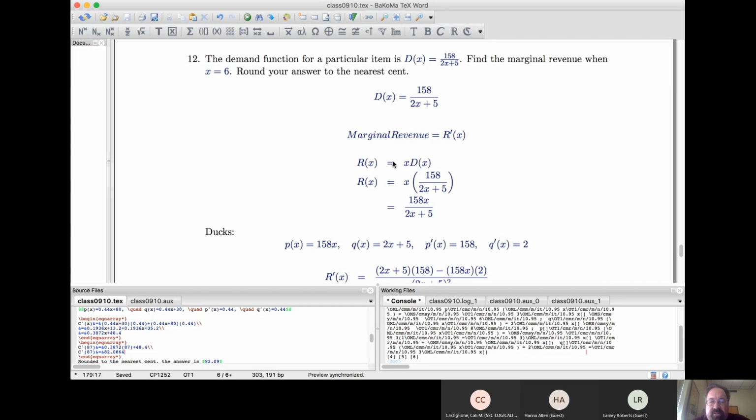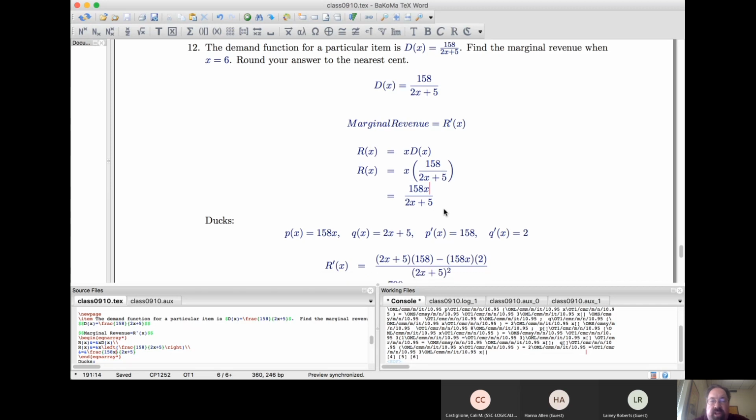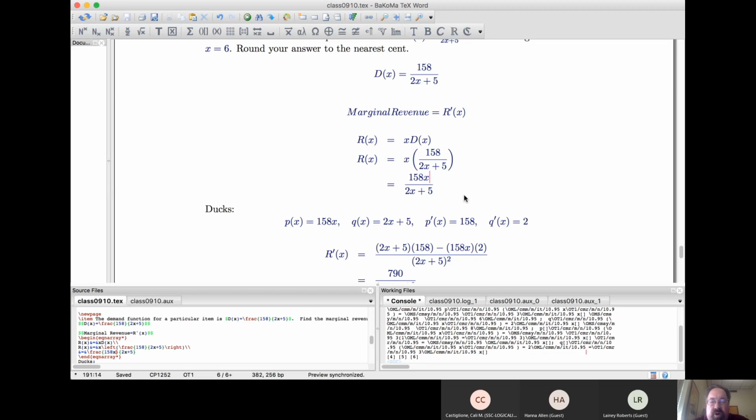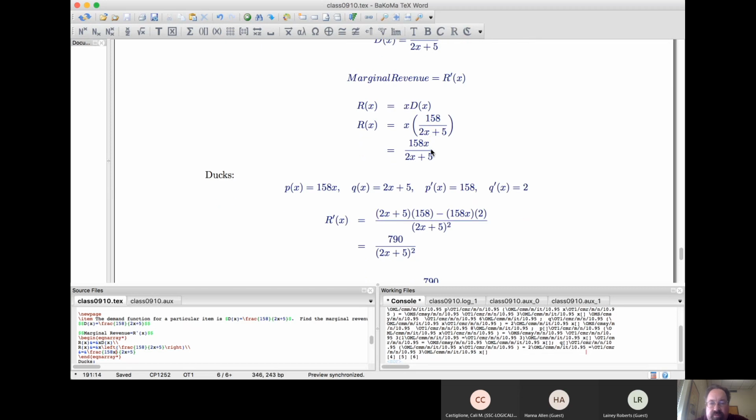So revenue R of x is x times d of x. So we go ahead and fill in what the demand function is. And this fraction is our revenue function. So that's what we're going to take the derivative of to get our marginal revenue. So this is going to call for the quotient rule.